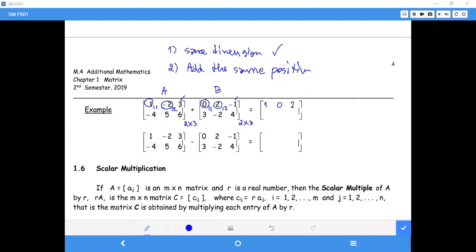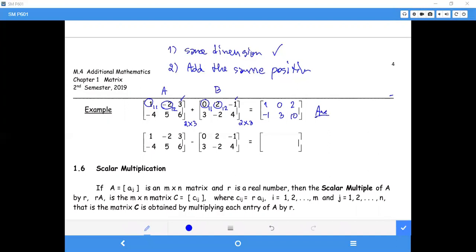So that is number 2, right? If you add them, negative 4 and 3 are at the same position, so you add them and you have negative 1. This is 5 and negative 2, you minus them actually, so you will just get number 3 out, right? 6 and 4, that is going to be 10. So that is your result.